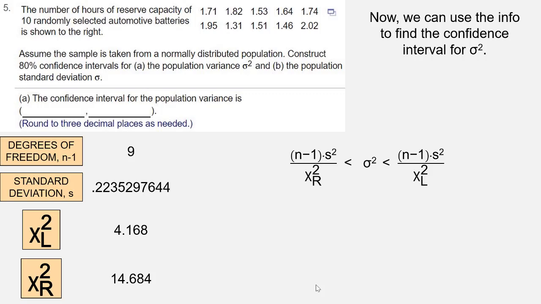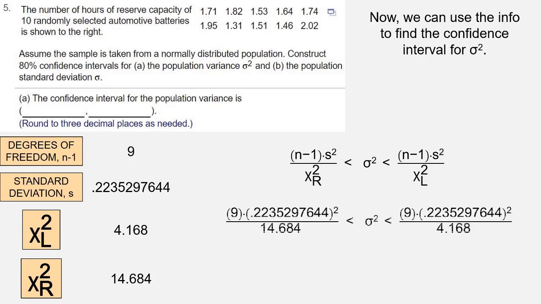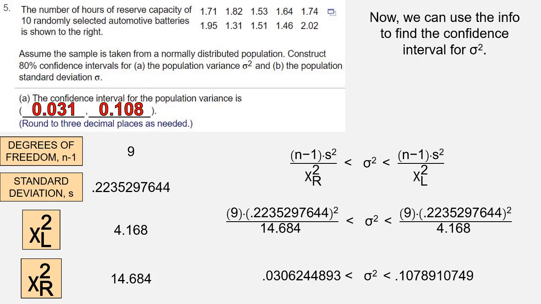So what we're going to do is insert all these values and see what happens. So we get 9 times the 0.2235297644 squared. That's in both numerators. The left-hand denominator will have a 14.684. The right-hand denominator will have a 4.168. When we evaluate these on our calculators, we get 0.0306244893 on the left and 0.1078910749 on the right. This is our confidence interval for the variance. So we're going to round this to 3 places now. And so we're looking at 0.031 to 0.108 for our confidence interval for the population variance.